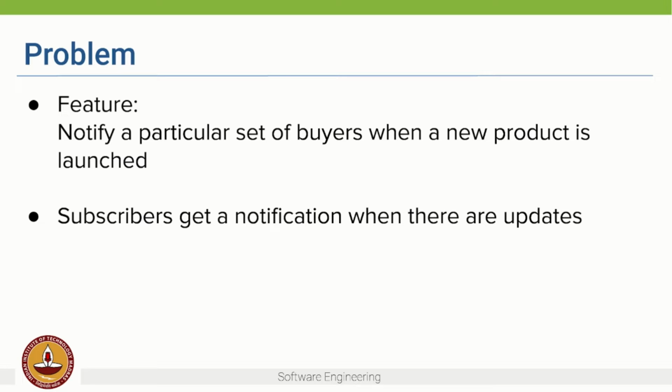So let's say you have subscribed to a channel on YouTube and the channel posts a new video, right? And if you have subscribed to notifications, you would get a notification that this particular channel has uploaded a new video, right? So you as a subscriber, you get a notification when there are updates, right? And I do not want to send this notification to all users of my system, but only to those who have subscribed to get notifications, right? So how do I solve this problem?